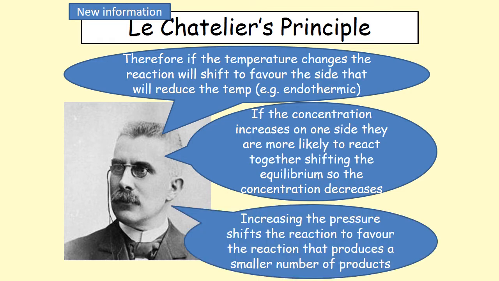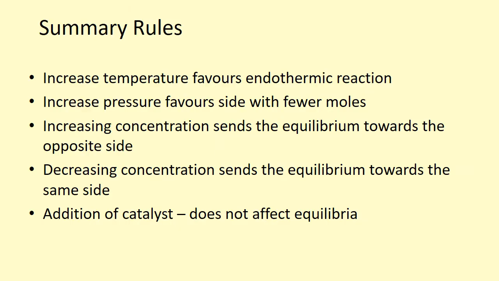And increasing pressure will favour the side of a small number of molecules, because the system wants to decrease the overall pressure. So if you decrease the number of molecules, that will decrease the pressure. So to summarise those rules we've come across before: increasing temperature favours endothermic reactions, increasing pressure favours the side with fewer moles, increasing concentration sends the equilibrium to the opposite side, and if you decrease the concentration, it sends the equilibrium towards the same side that you're decreasing. And remember, addition of a catalyst does not affect equilibrium. Equilibrium is just met quicker, but it speeds up both the forward and the backwards reaction.